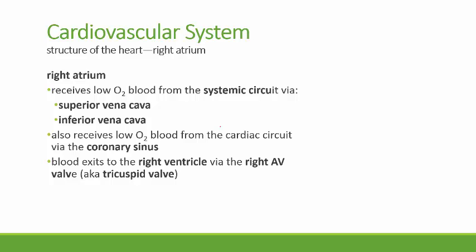And when the right atrium squeezes, at the same time that the left atrium is also squeezing, the blood will exit the right atrium and head to the right ventricle, and it passes through along the way that right AV valve, also known as the tricuspid valve. Tricuspid because it has 3 teeth to it. So if you look at the valve from the top, you can see 1 tooth, 2 teeth, and then a 3rd tooth. So it's got 3 flaps to it.